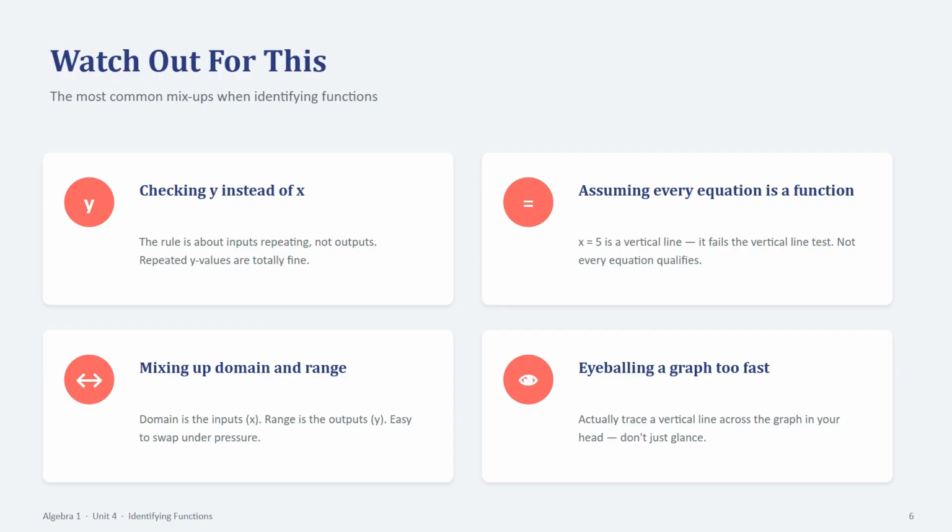Another one is assuming every equation is a function. x equals 5 is a vertical line. It fails the vertical line test, so not every equation qualifies.